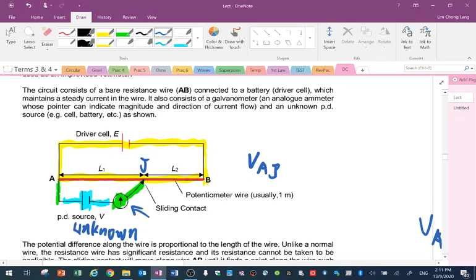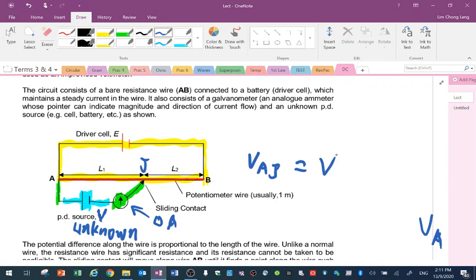Now, VAJ can be more than PDV, which is this one, PDV, or it can be less than PDV. However, as you adjust the sliding contact left or right until one point where the galvanometer shows you zero reading, it means that VAJ is equal to the unknown PDV, right? So that is called the balance point. And L1 is known as the balance length, right?